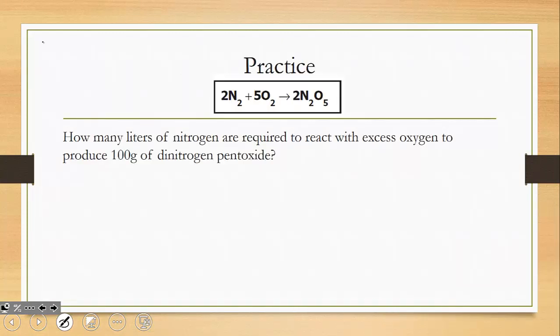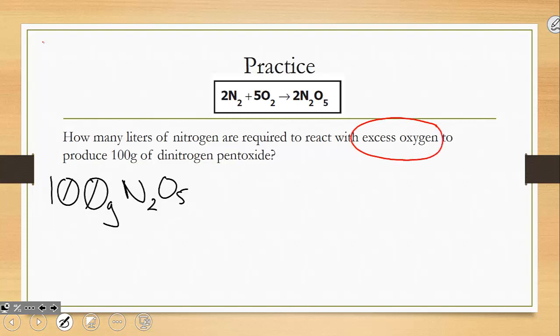If, however, we are not going from volume to volume, we could have what's known as a mixed stoichiometry problem, where the units are mixed. This question wants to know if you produce 100 grams of dinitrogen pentoxide, how many liters of nitrogen gas were necessary to produce it. It says it reacts with excess oxygen gas. Anytime you see the word excess, it means you have way more of it than you could possibly use. So it means ignoring the oxygen, how much nitrogen do you need to make 100 grams of dinitrogen pentoxide?